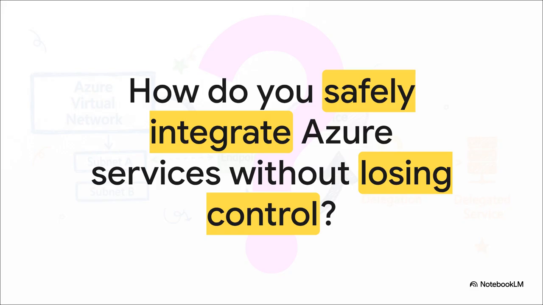So this is the big question, isn't it? You absolutely want to use these incredible platform services. We're talking Azure SQL Managed Instance, Azure Databricks, stuff that needs to live inside your VNet for top-notch security and performance. But how do you give them the network access they need without just blowing up all the security policies you've so carefully put in place?